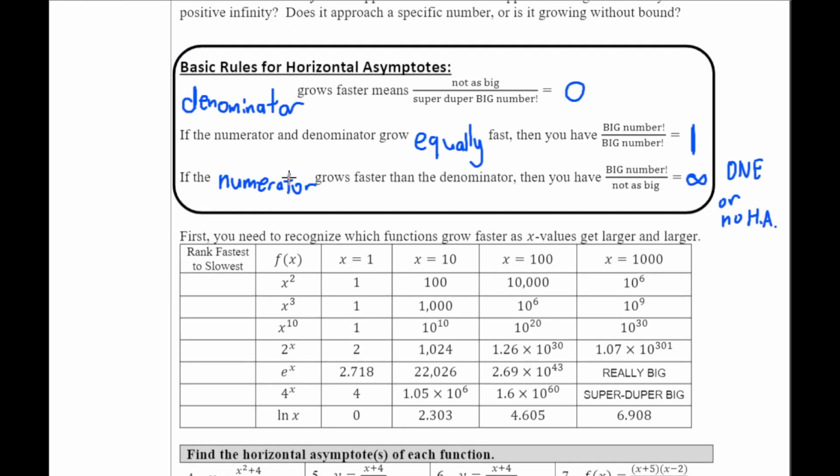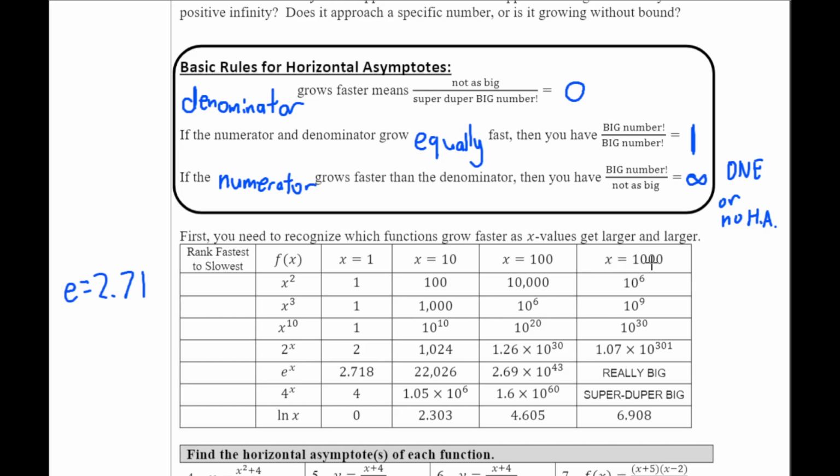So here are some functions. We need to know which functions grow quicker than the others. You can see we have a bunch of functions here: x squared, x cubed, x to the 10, where x is the base in all of those. You have 2 to the x, e to the x, 4 to the x. And if you forgot, e is approximately 2.71. It's Euler's number, a constant anytime you see e. So you see when x is equal to 1, and x is equal to 10, these functions all increase at different speeds.